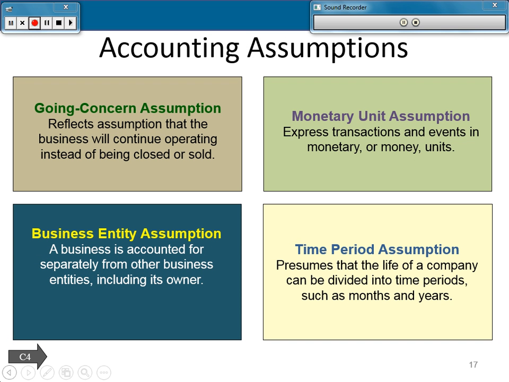Going concern reflects the assumption that a business will continue operating instead of being closed or sold. So going concern is simply this. I start a corporation, even when I die, what happens to that corporation? It continues to operate. It doesn't stop. They just pick another CEO and they keep moving, right? Because who ultimately runs the company?